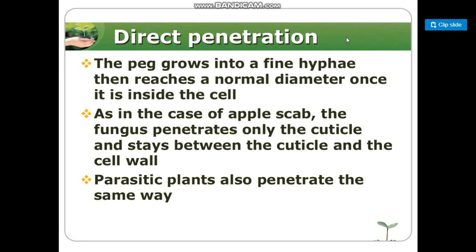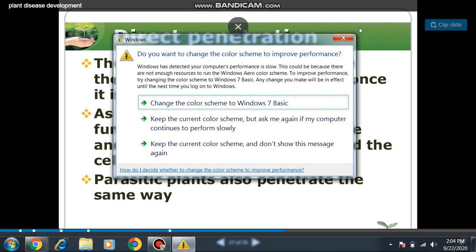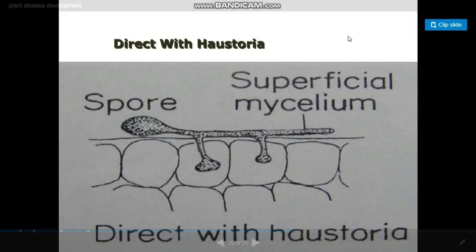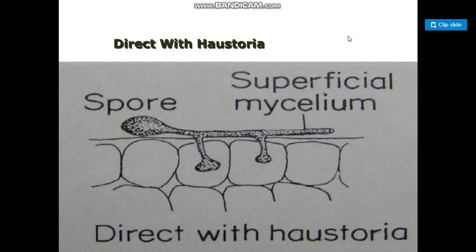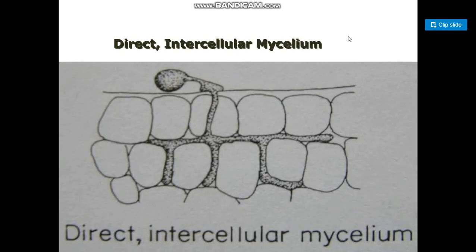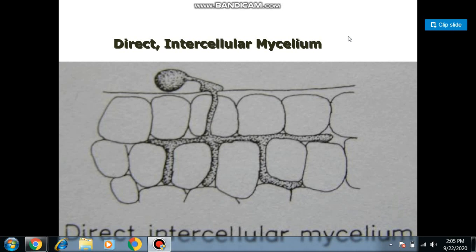As in the case of apple scab, the fungus penetrates only the cuticle and stays between the cuticle and the cell wall. Parasitic plants penetrate the same way. Direct with haustoria we can see in these images. These are the spores which penetrate the cell wall. Direct with haustoria, direct subcuticular, and this diagram shows the direct intercellular mycelium.